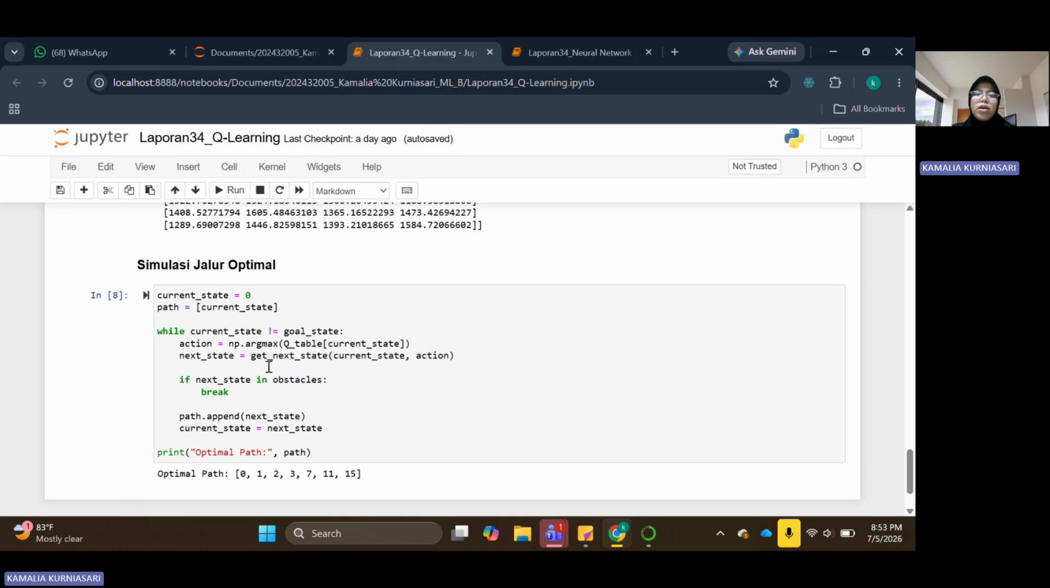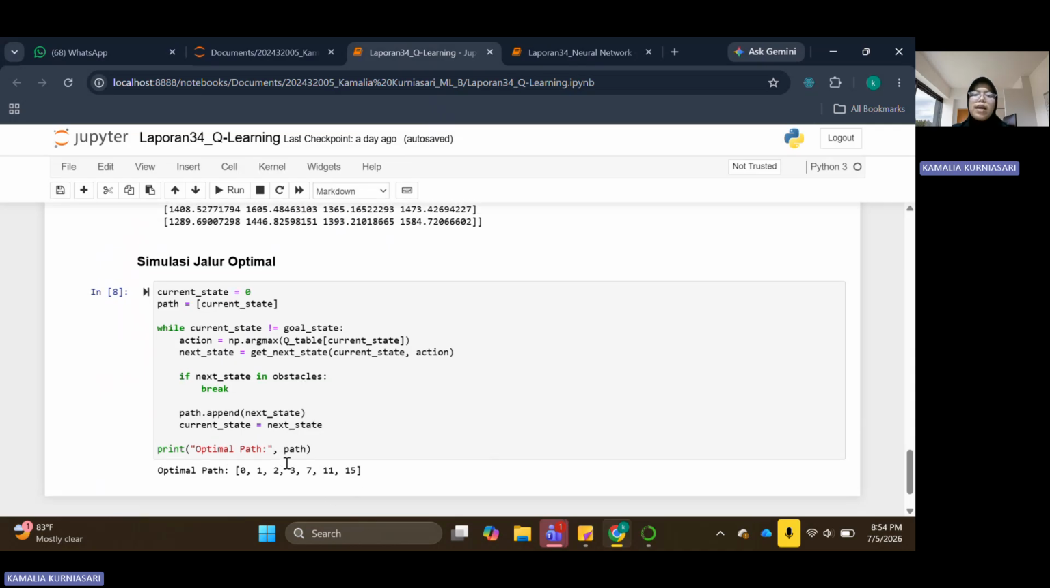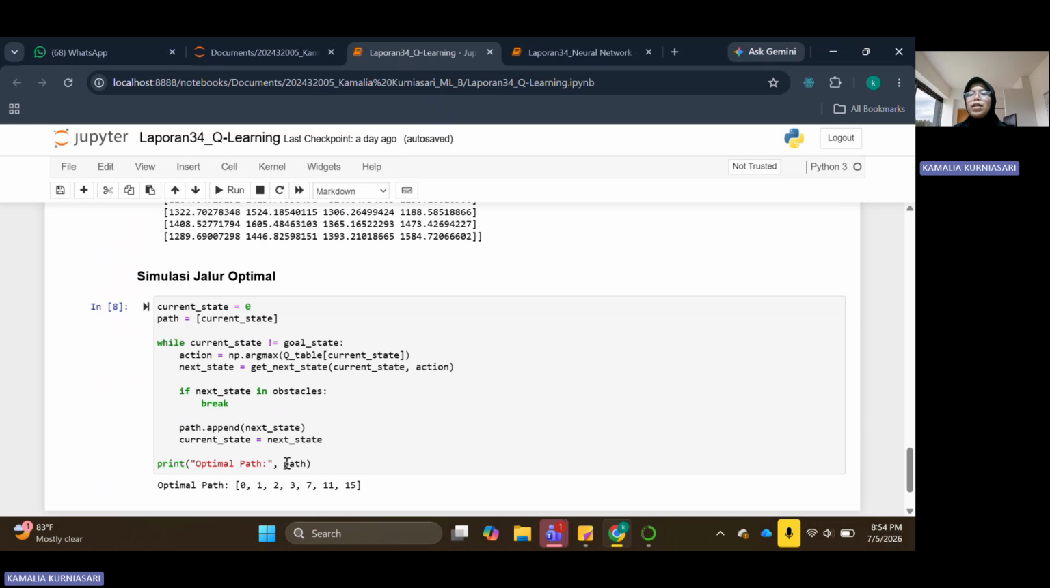And finally, I simulated the optimal path using the learned Q table. The optimal path found by the agent was 0, 1, 2, 3, 7, 11, and 15. This means the agent successfully learned the shortest and safest route to the goal state. The agent also avoided obstacle states, which proves that the learning process was effective.